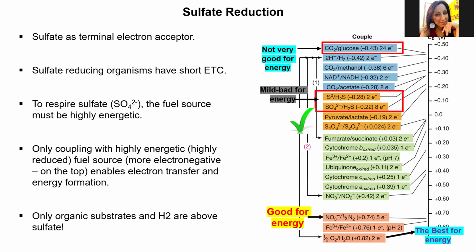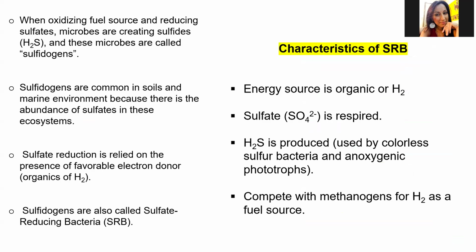That's the point. So bacteria that are able to respire sulfate can really only use glucose or hydrogen. In ancient times, glucose was not available, so it would be hydrogen. And this is that proton motive force that I always talk about. When oxidizing a fuel source and reducing sulfate, microbes are able to create H2S, hydrogen sulfide.